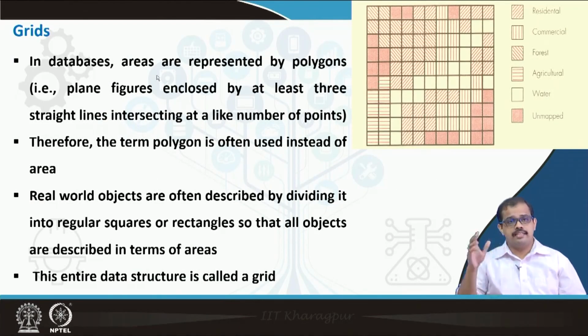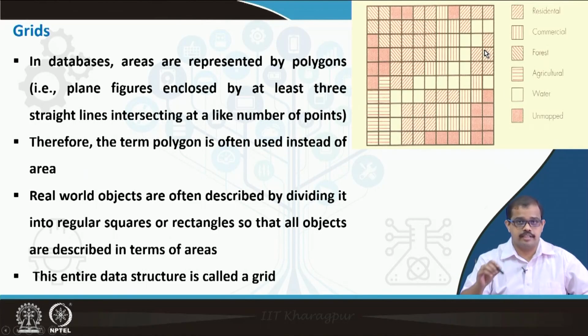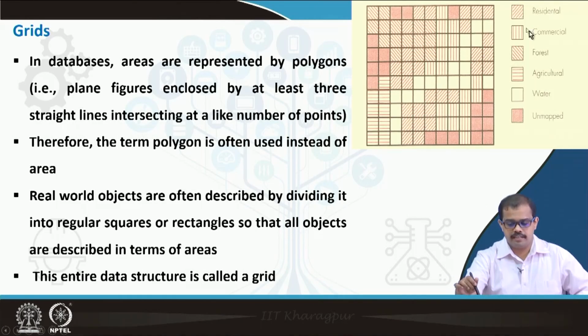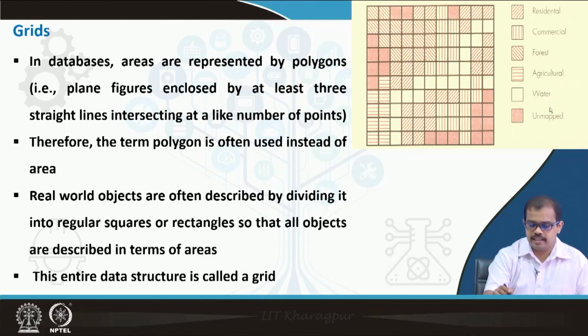When we look at raster data, the next concept we have to understand is grids. For example, on your right-hand side, I have represented a particular region. If I classify it as residential, commercial, forest, agriculture, water and unmapped, what I do is define this in an equal number of grids. A number of straight lines intersect at a number of points, so it is an equal number of square boxes. Each of these boxes represents a polygon.